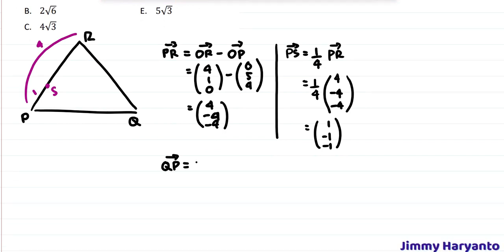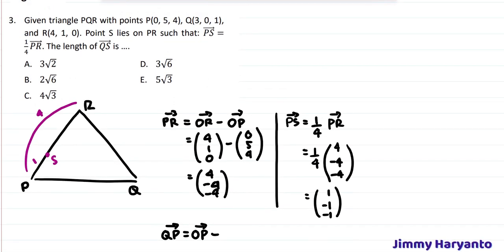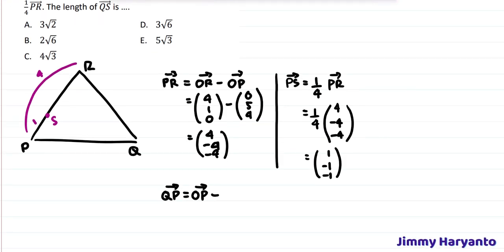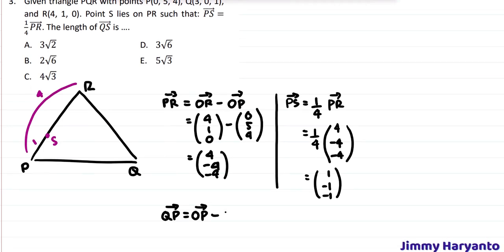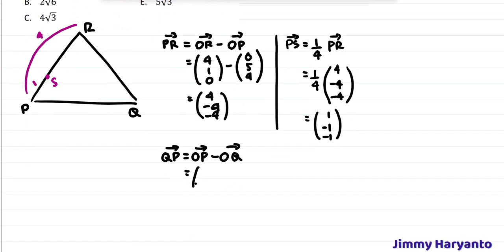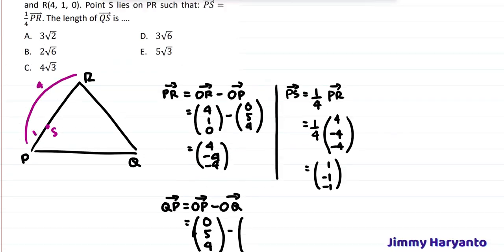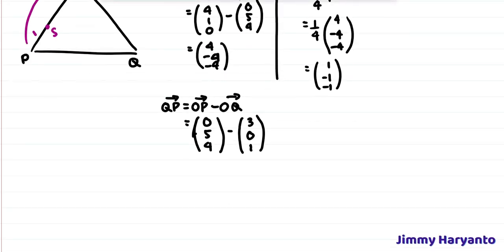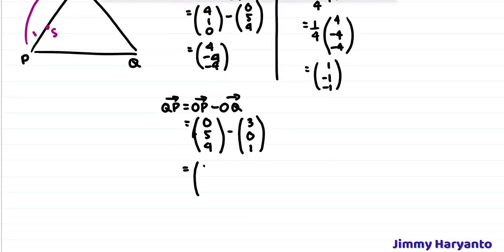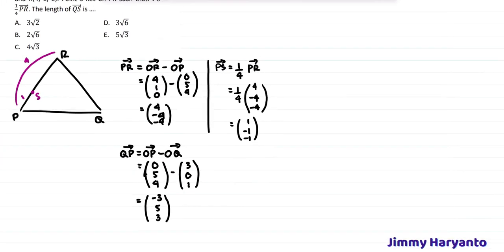And then I think we have to find QP. QP equals to OP minus, wait, we have PS, right? The question wants you to find QS. Okay, find QP first. QP equals OP minus OQ. Using the formula of position vectors, yeah. OP is (0, 5, 4), while OQ is (3, 0, 1). Okay, you minus them, you'll have (negative 3, 5, 3). Okay, next is to find the QS.